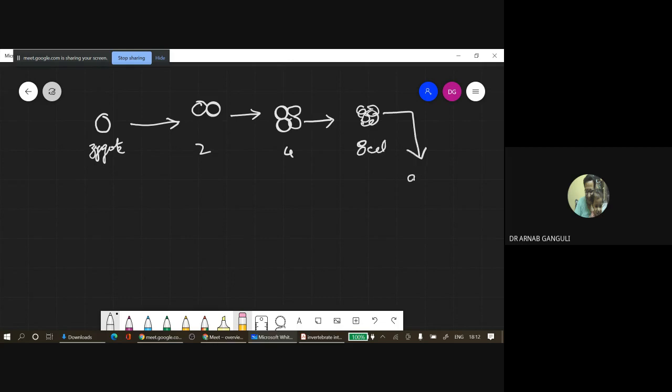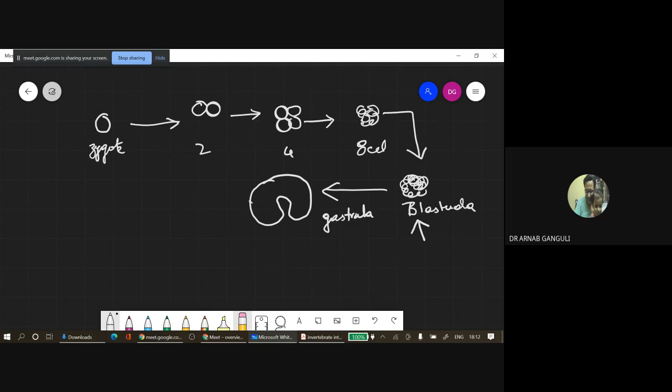Gradually, you form the blastula. This blastula, because of a pressure coming over here, forms a gastrula. This is the ectoderm. This is the endoderm. And now we talk about the two cases which can occur.